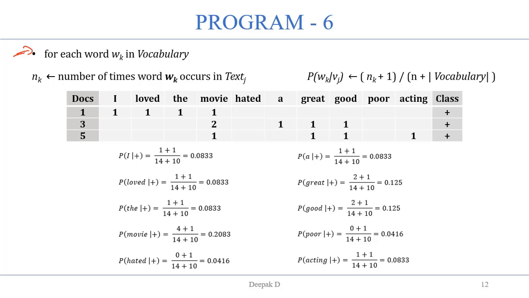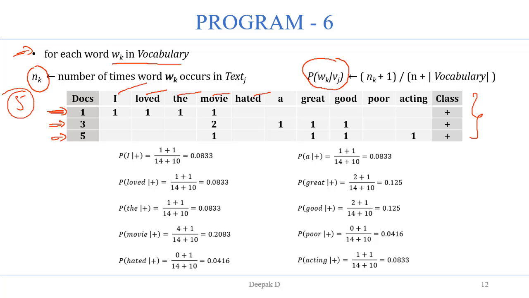The next step is, for each and every word present in the vocabulary, we need to identify two different values. One is nk, and another is the probability value of the word given the target value. Here we are considering only the positive target values, the documents which belong to the positive class. Out of 5 documents, we have considered only 3 documents, as the documents having positive class are 3. I need to identify the probability value of each and every word which appears in this vocabulary.